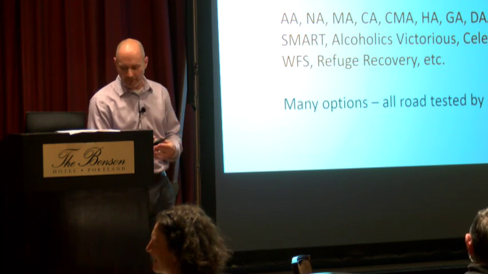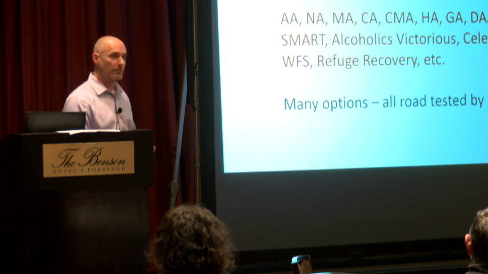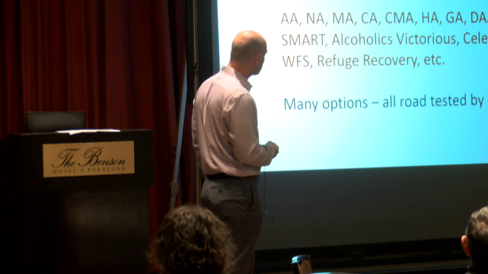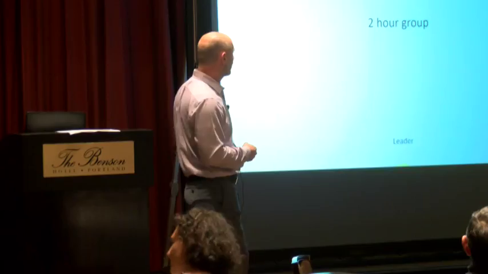These are all road tested by other people, and many of them are growing, which is fantastic because there needs to be more than one option. So I just want to give you a quick diagram that shows what an intensive outpatient treatment group may look like. Let's say it's a 2-hour group. You have 2 leaders. They face each other so that they can communicate non-verbally, right? Keep an eye on each other, perhaps.